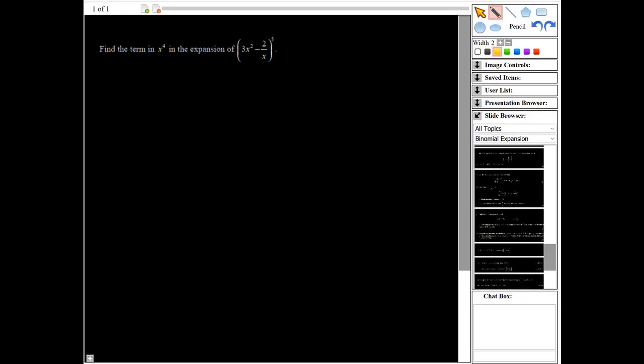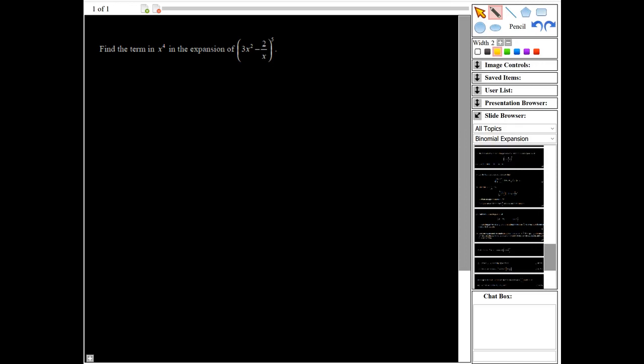Okay, so I'm going to do another question here. The previous question was from an A-level paper. This question is from an IB paper, but they're pretty much the same idea. So in this one, it says find the term in x to the power 4 in the expansion of 3x squared minus 2 over x all to the power of 5. And this one, we're just looking for one single term.